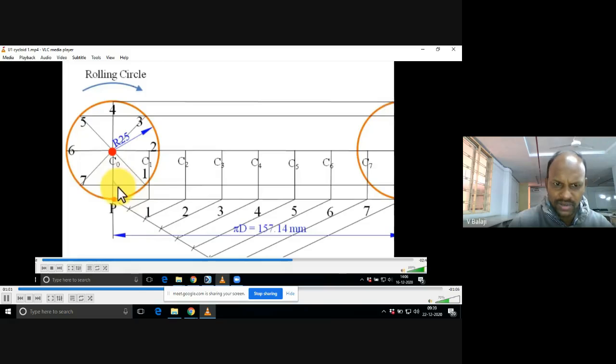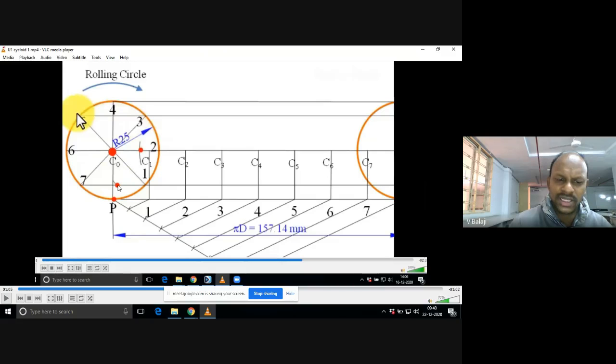Now change your compass center from C1 to C2. Again from C2 with the same radius. Radius is always fixed. You don't change the compass radius. That is constant. Only you change the center of the compass.